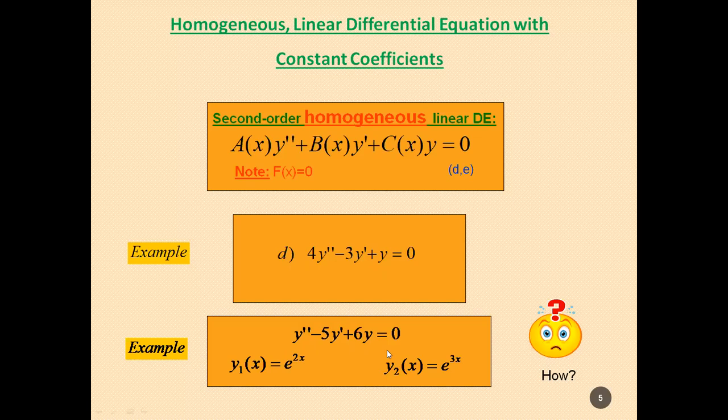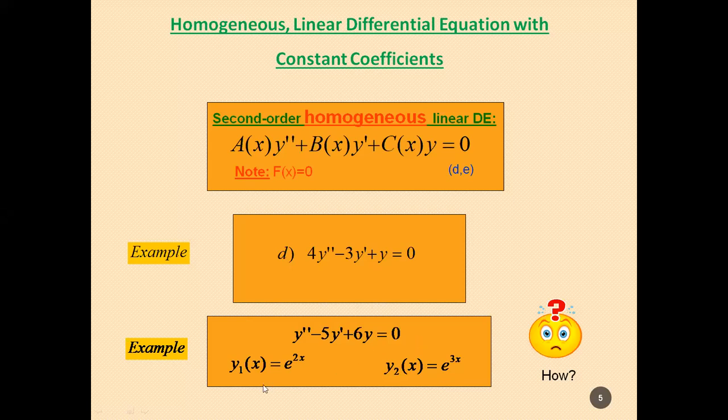Now, this one is also another example. Now, you see that there are two possible roots for this particular equation. And when we write its solution, we need to consider all this particular exponential function as its solution. So the question is how? How did you get that y1 of x is e raised to 2x and y2 of x is equal to e raised to 3x? That will bring about the solution to this particular differential equation.